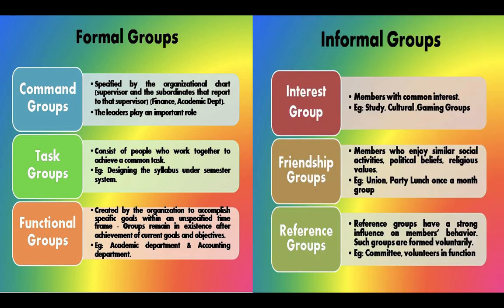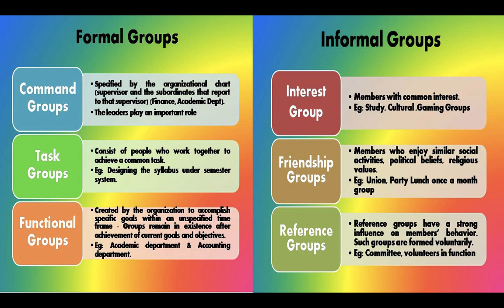Now, when we talk about informal groups, we have the interest groups, the friendship groups, and reference groups. Informal groups are formed out of, let's say, common interest, similar social activities they are doing, or they have an influence on each other, and it is not rigid or mandatory in nature. They're just formed out of certain reasons.